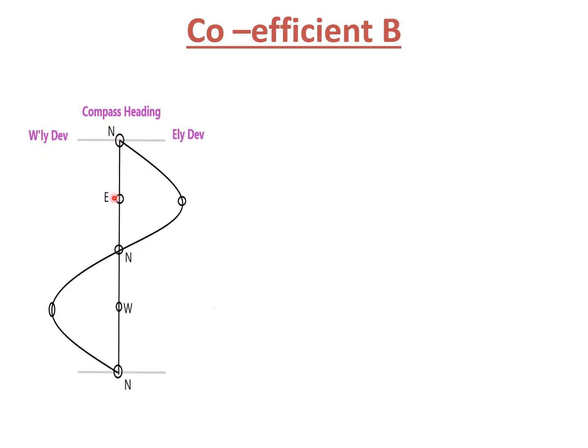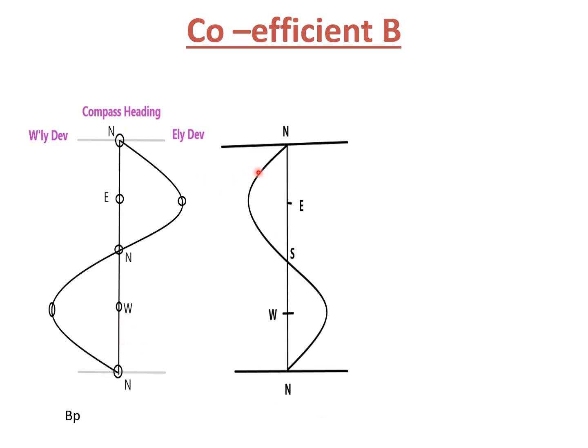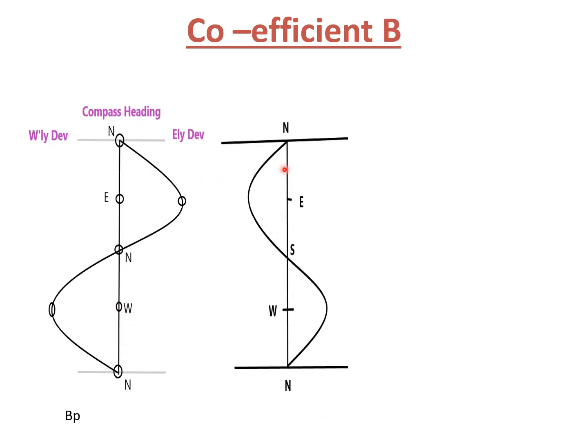So we have easterly deviation on easterly courses and westerly deviation on westerly courses, right? And for B induced we get a curve like that. That is also a sin theta curve. However, in that case for B induced, for easterly courses we have westerly deviation, and for westerly courses we have easterly deviation.